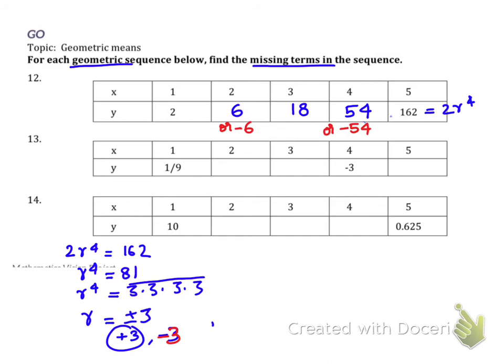So you're supposed to do it the same way. You have to create your sequence, and then you have to figure out what r is. Once you get r, then you need to use that to write your missing numbers. Let's move to the next problem.